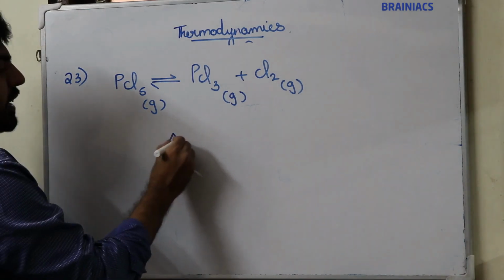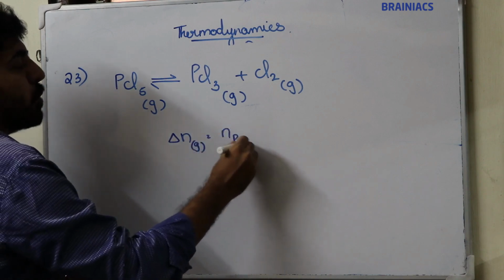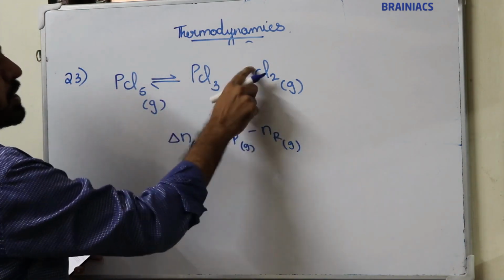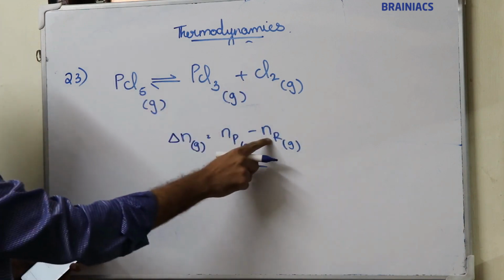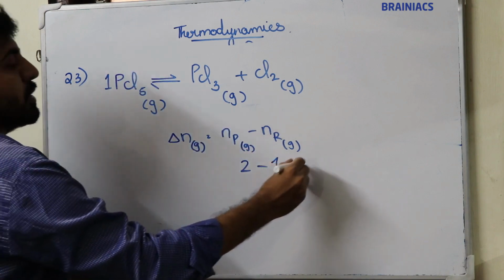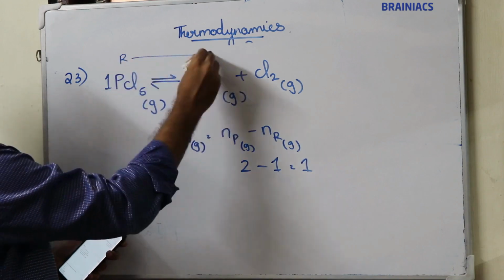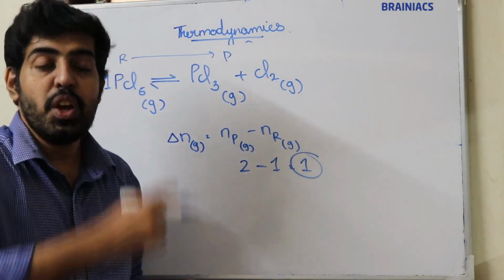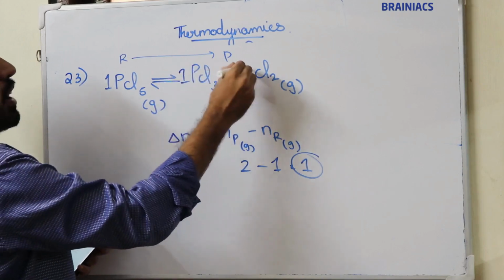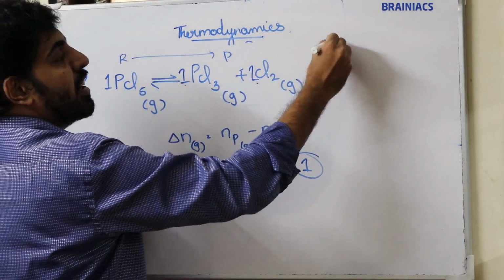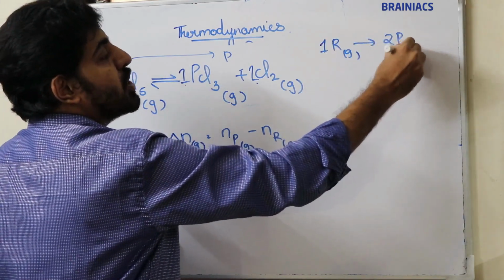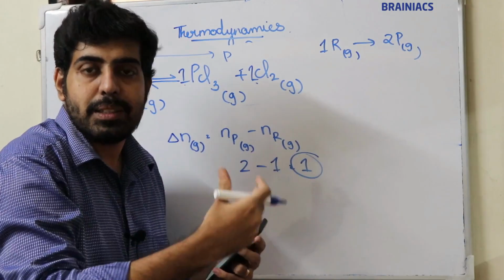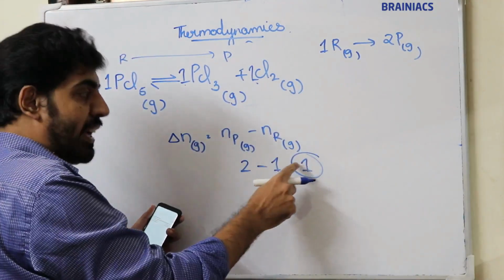Now, we know what is delta Ng? Number of moles of products in gaseous state minus number of moles of reactants in gaseous state. These two are gases: 1 plus 1, you will get 2. 2 minus number of moles on reactant side, it's 1. So when reactant changes to product, number of gaseous moles increases. When number of gaseous moles increases, entropy of the reaction increases. Here reactant side contains 1 gaseous mole, product side contains 2 moles of gas. That means number of gaseous moles increases when delta Ng value is positive.